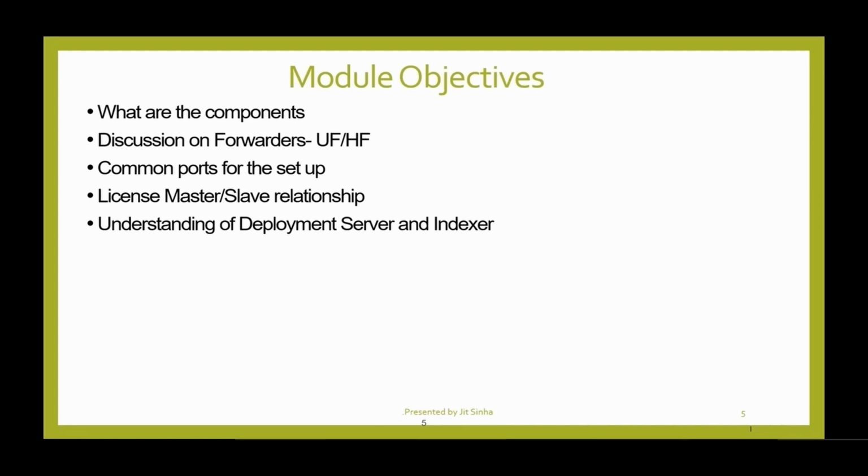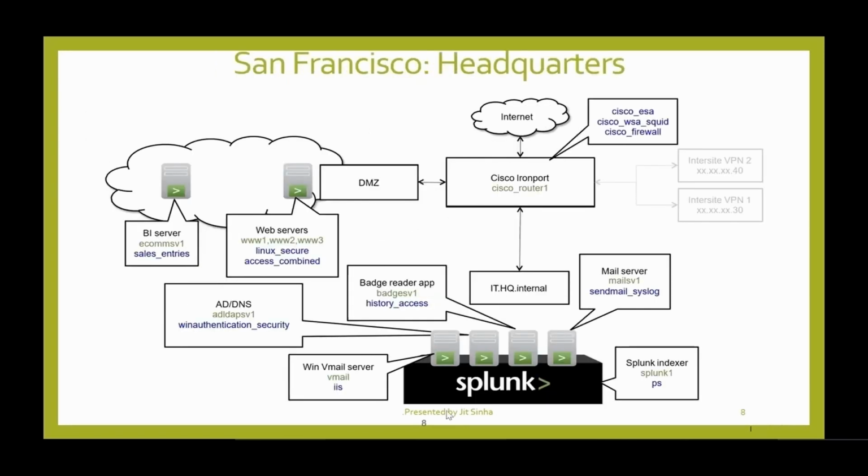All right. The last one is the understanding of deployment server and indexer. You can consider the indexer as a middle layer between your forwarders and your central server. The indexer, as the name suggests, is the component where you store the data. The reason being, let me go to that diagram. These small boxes that you are seeing here are all your Splunk indexes.